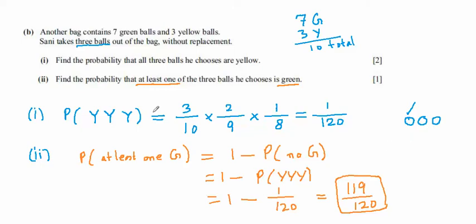So remember, whenever it is at least one of some condition, it means 1 minus the probability of not that condition. This will make your solution simple. Okay. I hope all these 3 parts questions are clear. Okay. Have a nice day.